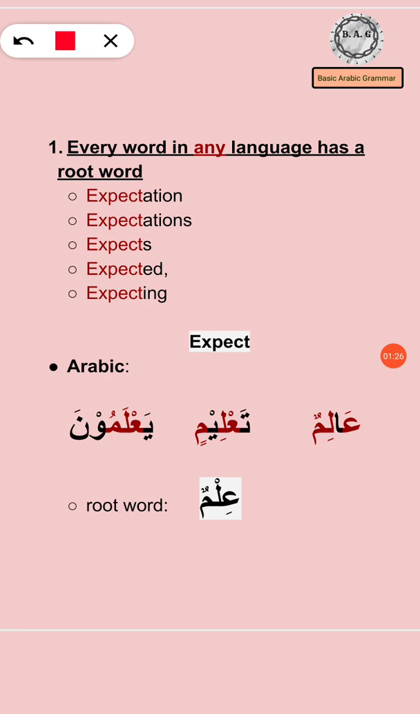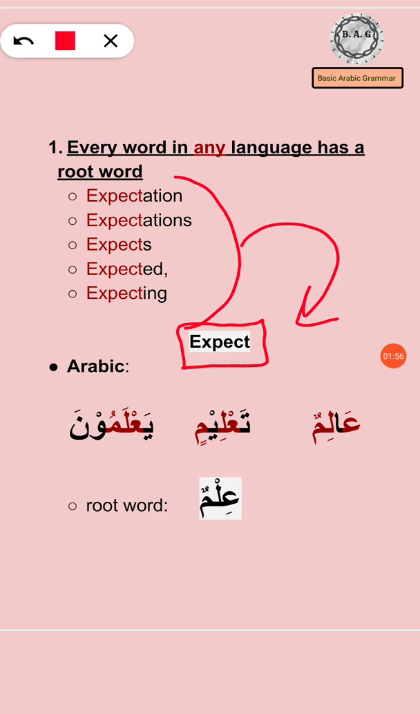You see, every language in the world has a root word, and then many other derivatives are obtained via different ways from that root word. Okay, so if we have the word expect in English, we can make these derivatives: expectation, expectations, expects, expected, expecting, etc. All right, so all these are derived from the root word of expect.